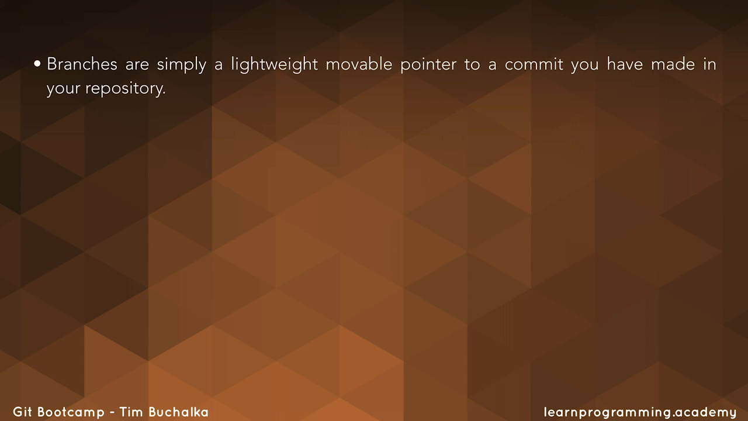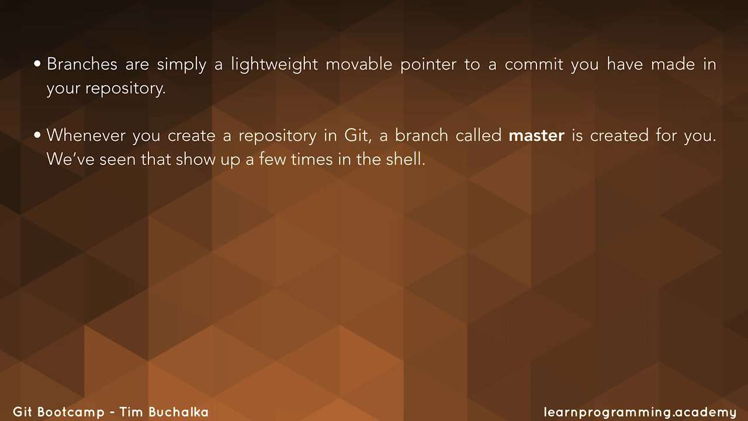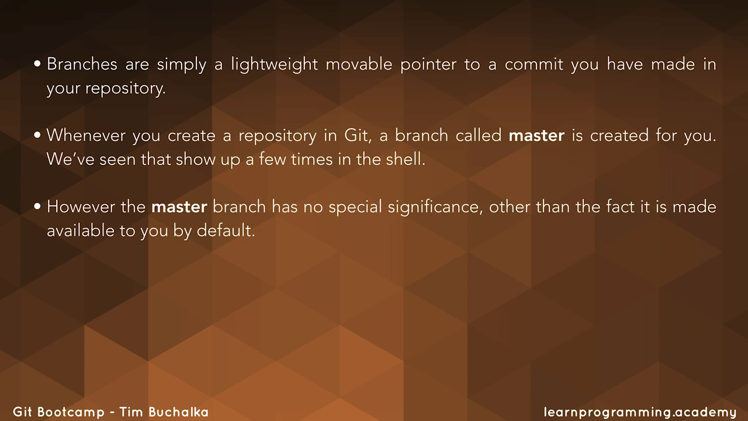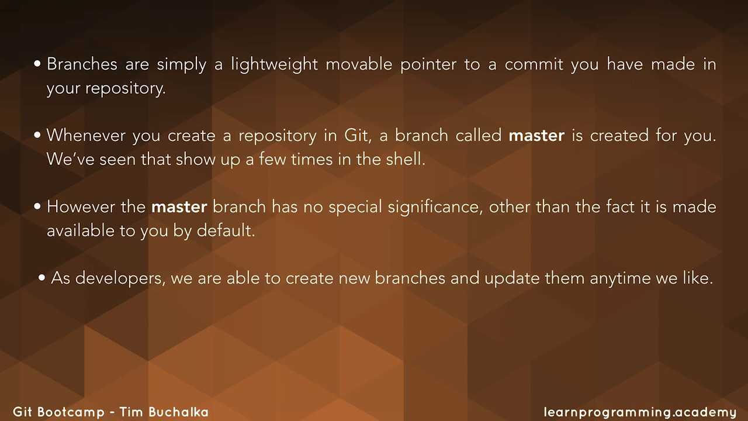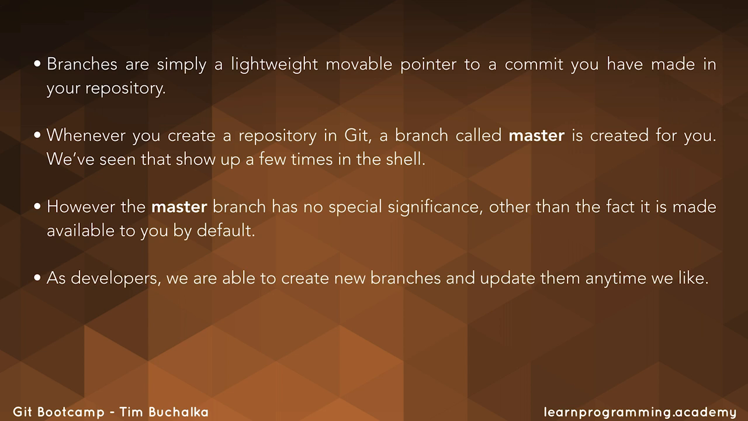So think of a branch as simply a lightweight, movable pointer to a commit that you've made in your repository. Whenever you create a repository in Git, Git actually creates a branch called master for you. And you've probably seen that show up a few times in the videos so far. Now, the master branch really has no special significance other than the fact that it is made available for you by default automatically by Git when you create a new repository. Now, as developers, we're able to create new branches and update them anytime we like.